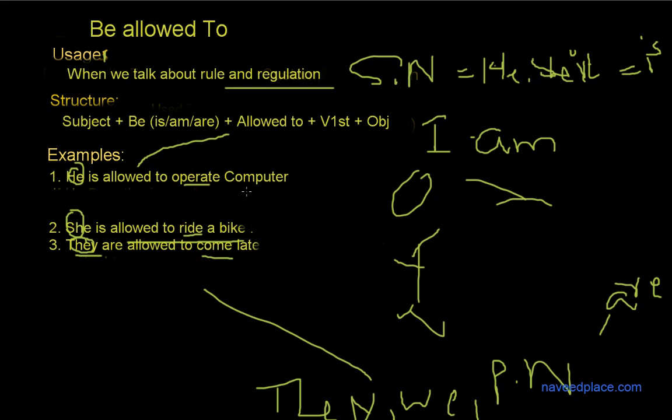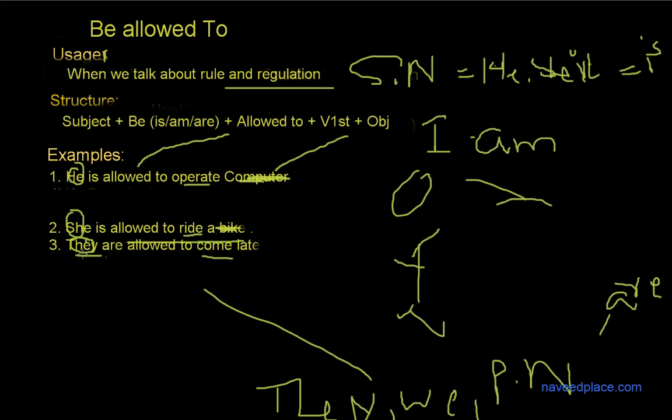Then definitely object. Object is very important. For example, if I say he is allowed to operate, but I don't use computer, you will be confused: he's allowed to operate machine, or a crane, or what? As I say computer, the object, you are no longer confused. Here we have the example that she's allowed to ride. She's allowed to ride what? If I don't use an object, you will be confused.